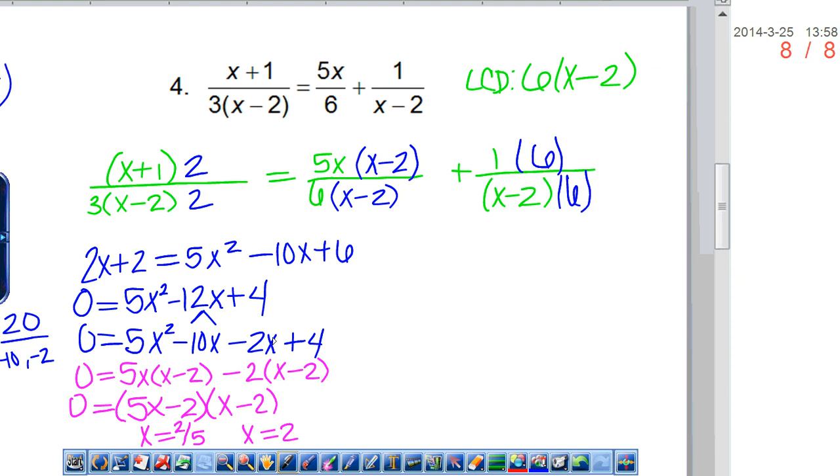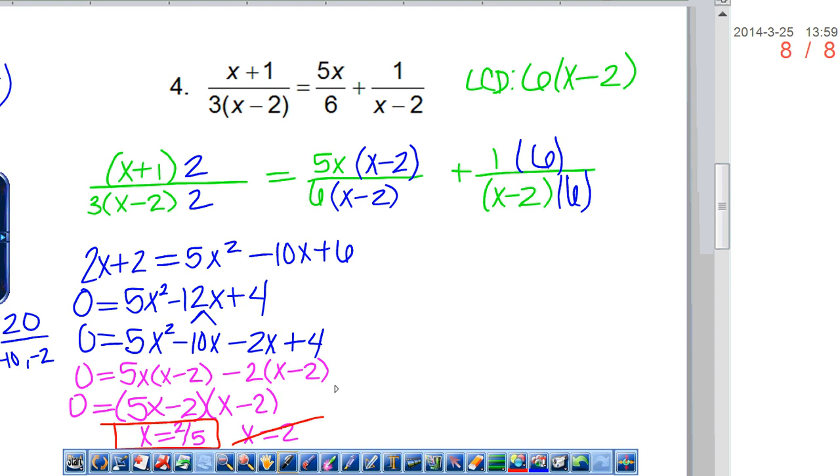Good, x equals 2. If I were to plug in x equals 2, I would get a 0 in my denominator, which causes my function to be undefined. So your only solution here is x equals 2/5. Now, when I'm checking your work on your test, I have to see that you got 2 as a possible solution and then decided that it was extraneous. So make sure you're not skipping steps here.